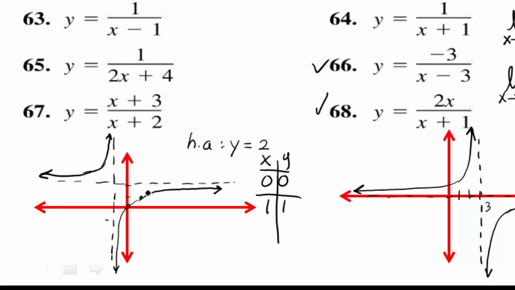So there we have created the graph for number 68, with the help of evaluating limits as x approaches the 0 of the denominator from the right and from the left, and then the horizontal asymptote aids us in finding the horizontal asymptote when we take the limit as x approaches plus infinity or minus infinity.